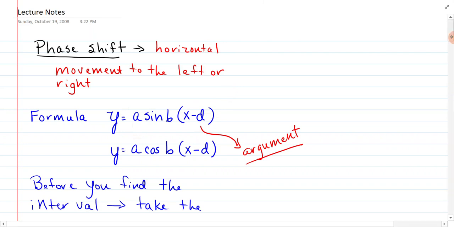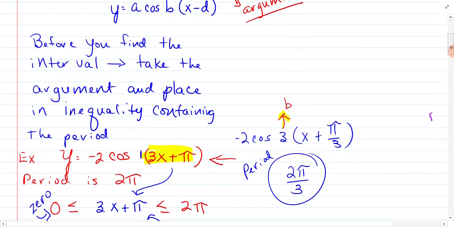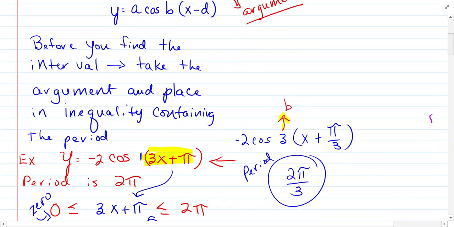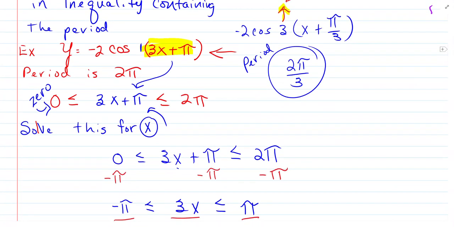Now, when you are going to graph this, before you find the interval, you want to take the argument and place it in an inequality. So let's see how this is going to work for the hand graphing. So y equals negative cosine of 3x plus pi. So this 3x plus pi is the argument. We're going to put it inside the period.